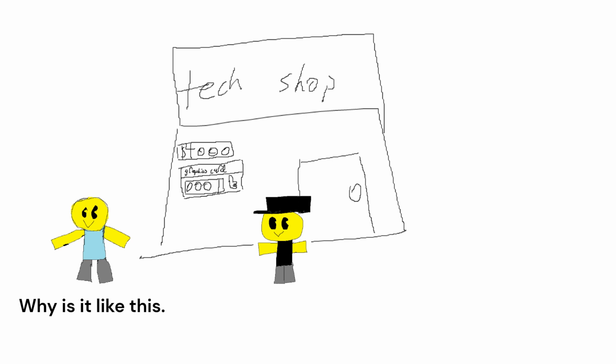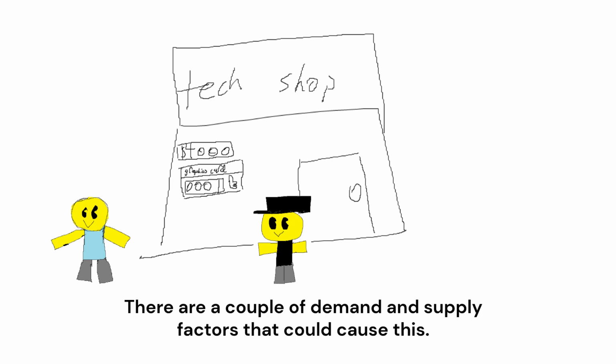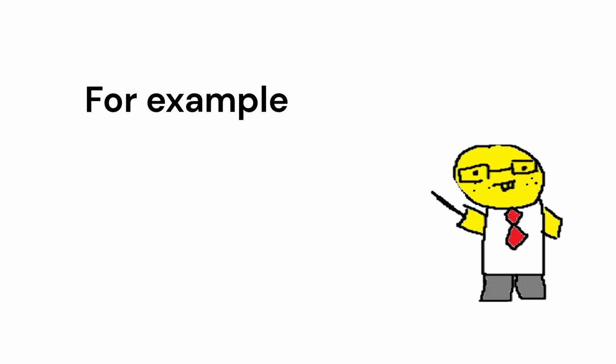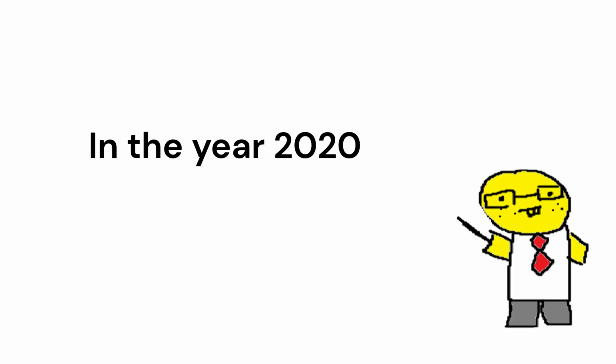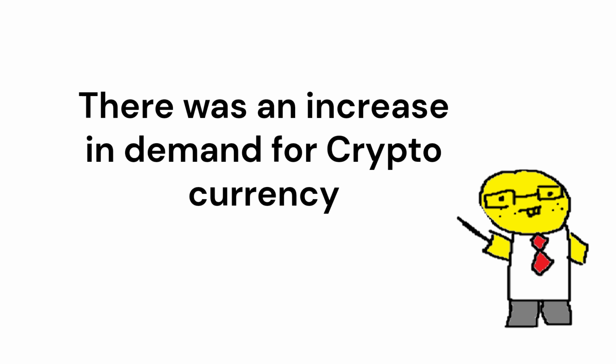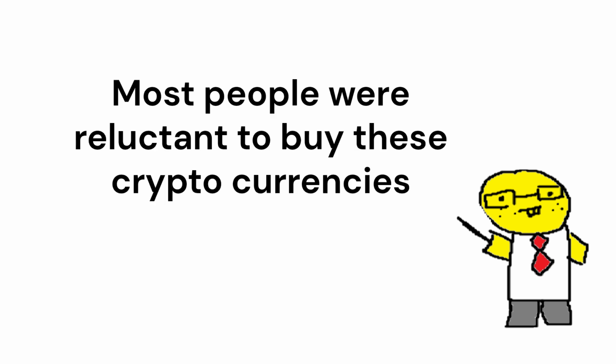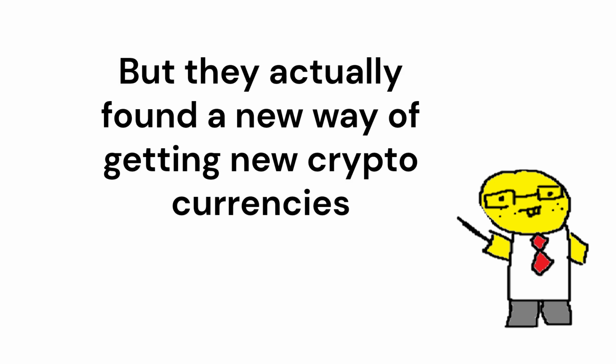Why is that? There are a couple of supply and demand factors that could affect this. For example, in the year 2020, there was an increase in demand for cryptocurrency. Most people were reluctant to buy these cryptocurrencies, but they actually found out a new way of getting new cryptocurrencies.